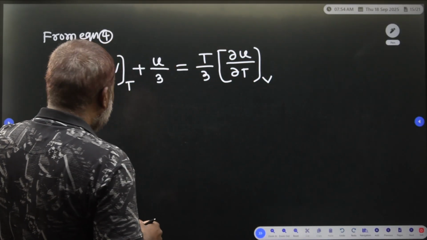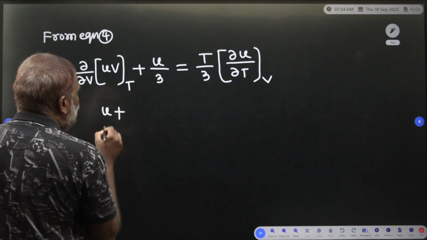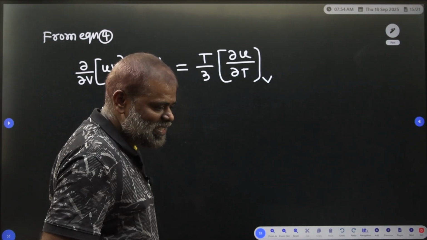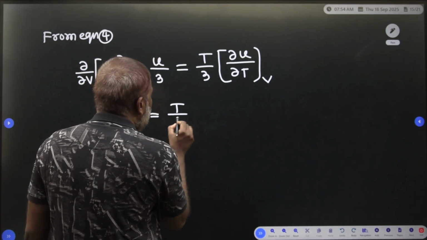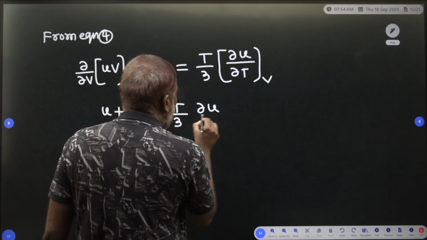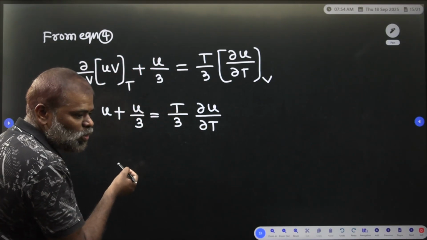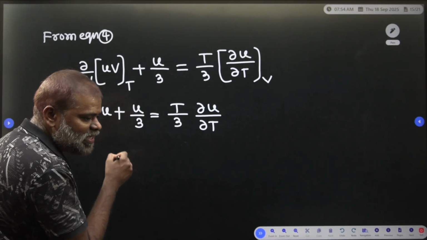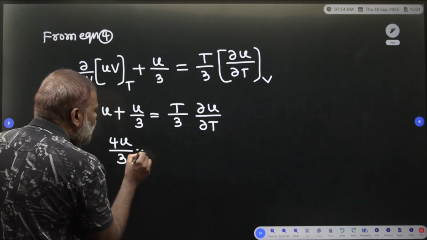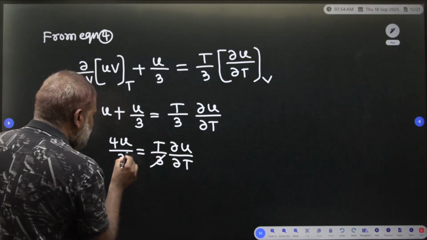So, now you know that, so you have to differentiate and take that value. You are going to get U plus U by 3, which is equal to T by 3 into dou U by dou T, that is the temperature, at a constant volume. So, U plus U by 3 is equal to 4U by 3, which is equal to T by 3 into dou U by dou T, the 3 gets cancelled.